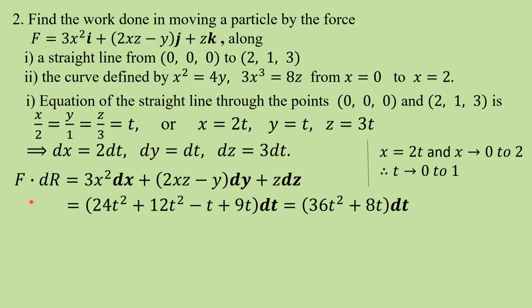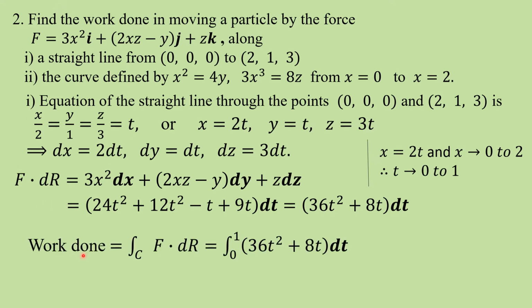So your line integral, that is nothing but work done, which is nothing but line integral of F along C, is the integral of 36t square plus 8t between the limit 0 to 1. So integrate this now. So integral of t square is t cube by 3. So I have 12t cube plus 8t square by 2, that is 4t square. Apply the limit, upper limit 1 minus lower limit 0. So that gives 12 plus 4, 16.